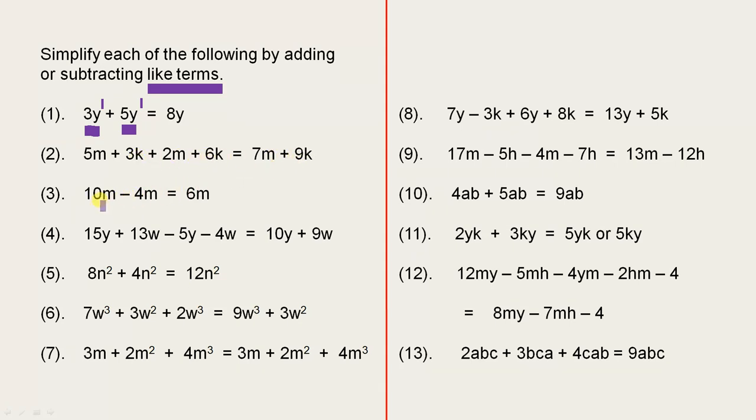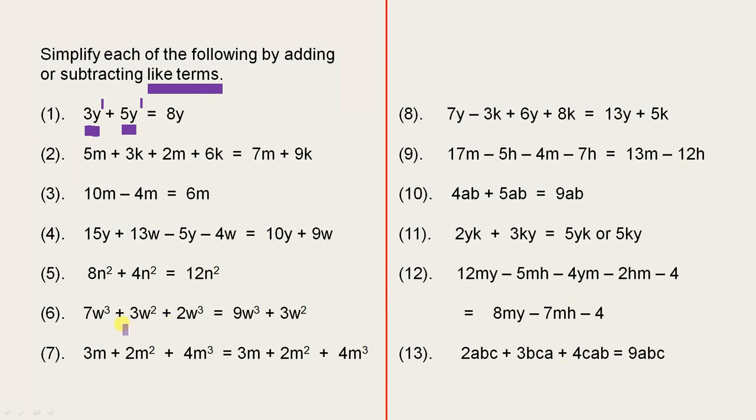For the third example, 10m take away 4m is 6m, because 10 take away 4 is 6, and you just put down the pronumeral. For number 4, 15y minus 5y is 10y, 13w minus 4w is 9w. For number 5, 8n squared plus 4n squared is 12n squared.